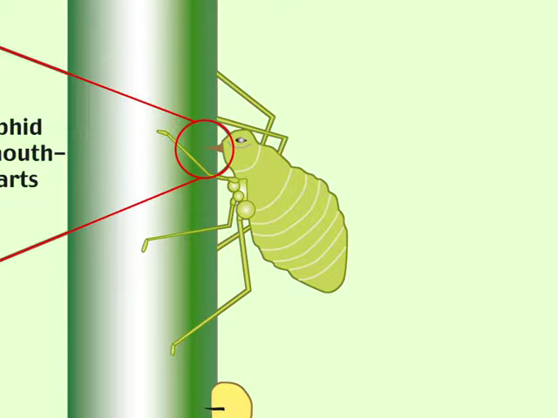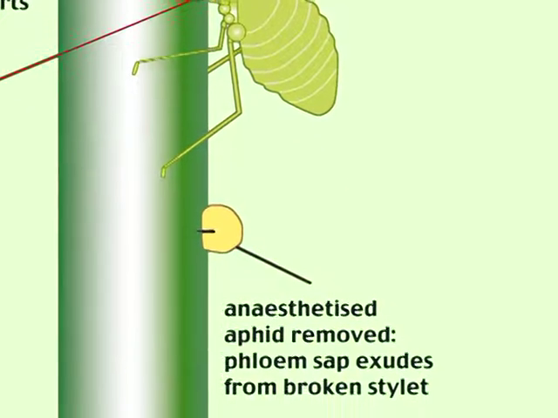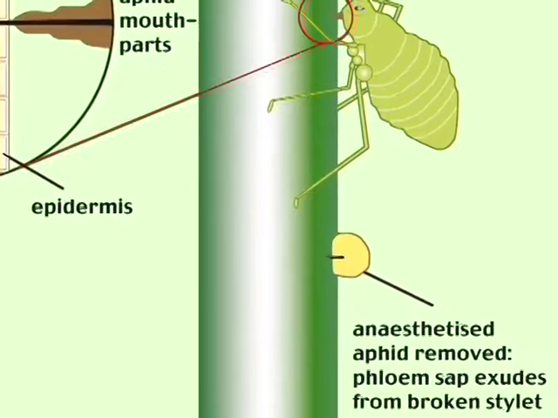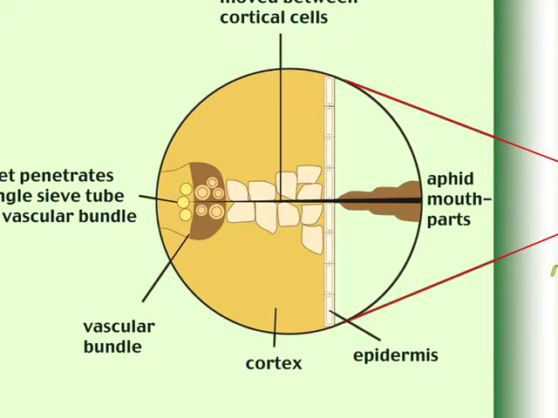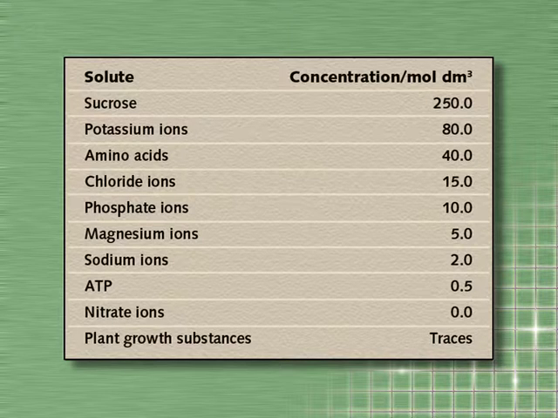Aphids feed on plant sap by inserting their fine needle-like mouthpart or stylet into the phloem. A feeding aphid can be anaesthetised and its body removed. The mouthparts remain in place and sap from the sieve elements is exuded and can be analysed. The sap can be analysed at different times of the day. This table shows the composition of phloem sap. During the daylight hours, the concentration of sucrose would increase as the plant has been photosynthesizing.